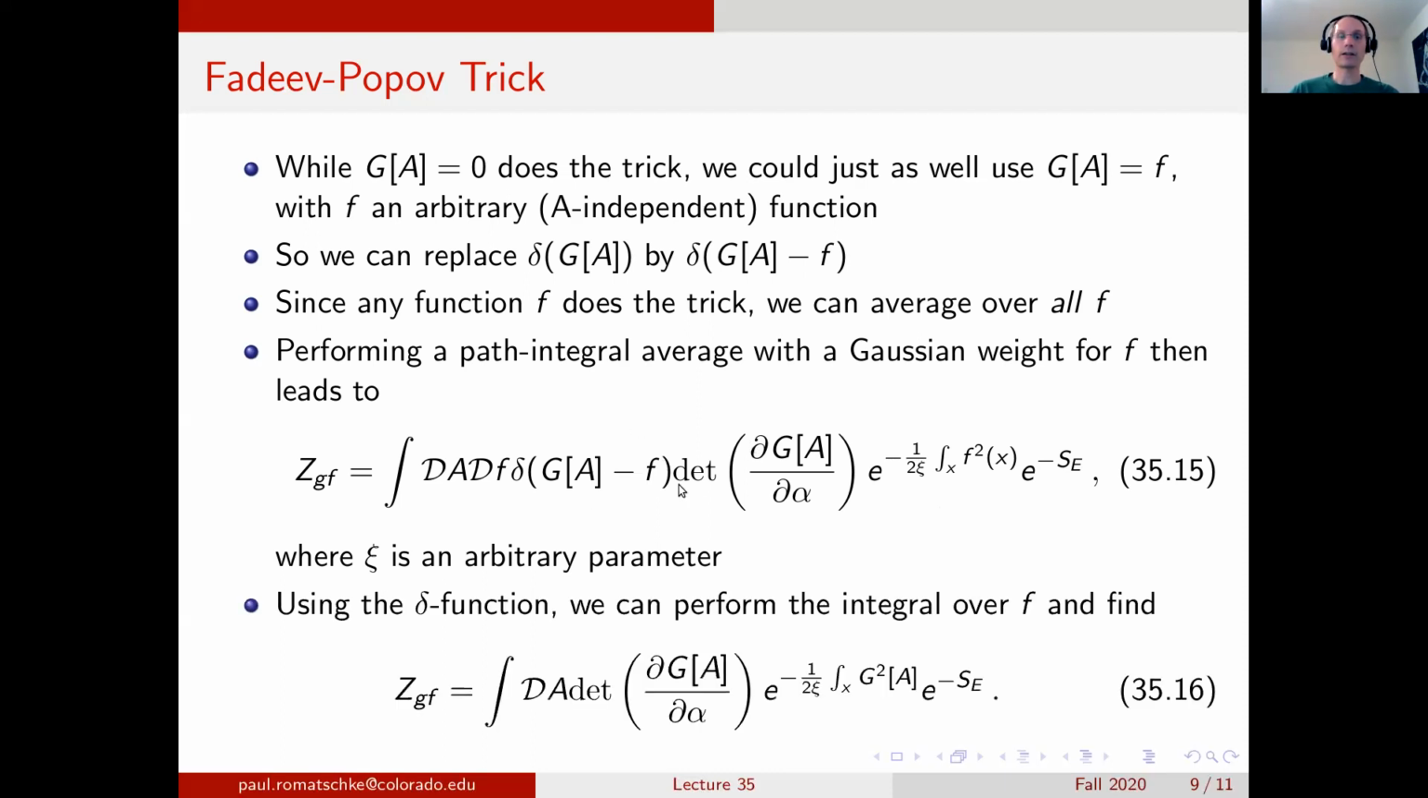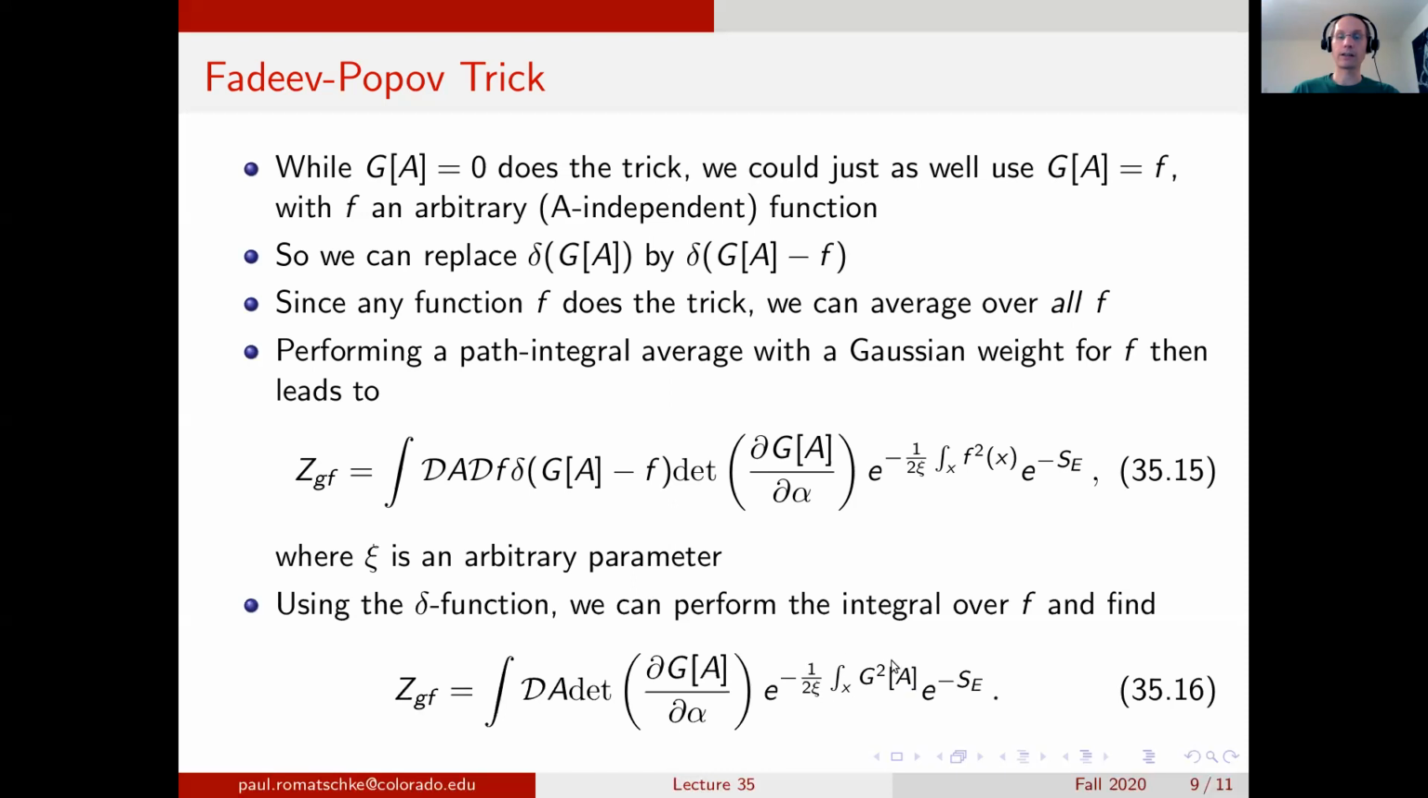Using the delta function, delta g minus f, we can actually perform the integral. And we find that this is given as the path integral over A times the determinant times e to the -1/2 psi integral over g squared instead of f. So what we find is that we can write the partition function as a path integral over A times an exponential of something that could be an action. So this is our action that we had before.